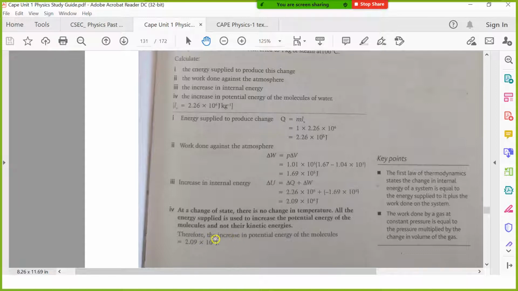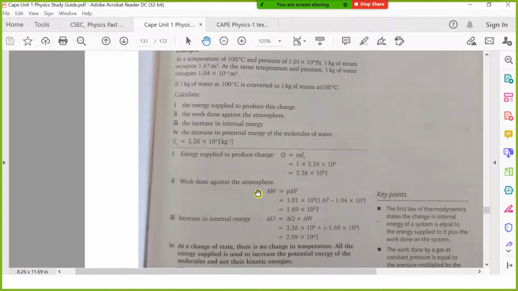So, based on this, well, we're not working with their answers, right? Because I don't know what's happening with their answers. I'm going to look back at the question and see if there's anything that probably we did wrong. But it says that therefore the increase in the potential energy of the molecules would be the same as the internal energy, right? But let me just check something here.